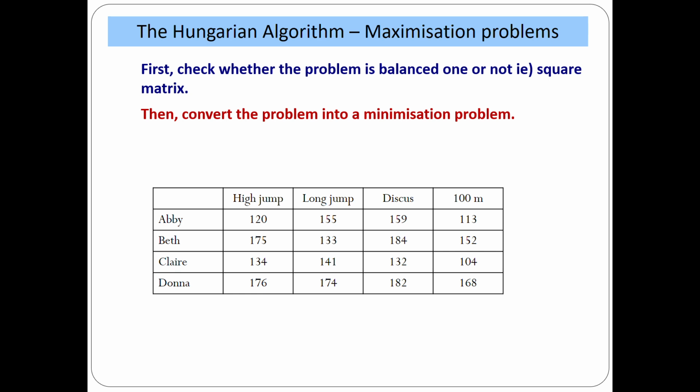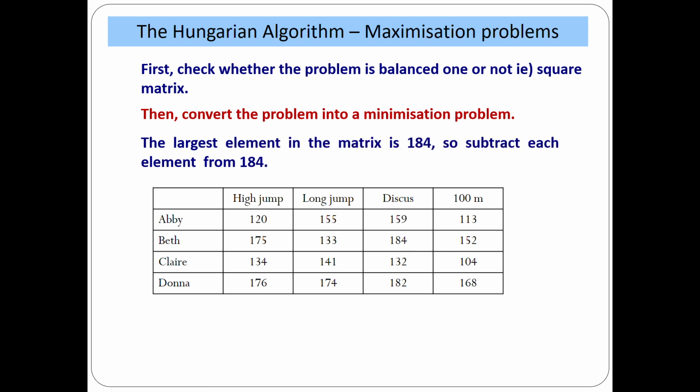We already know the procedure to convert the maximization problem into a minimization problem. As we discussed in the transportation problem, the same thing is applicable here also. For that, we have to choose the maximum value in the matrix. Here 184 is the maximum value. We subtract all other values from the maximum value, that is 184, so that the maximization problem is converted into a minimization problem.